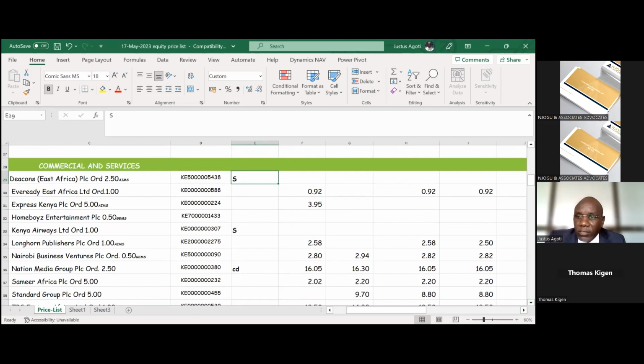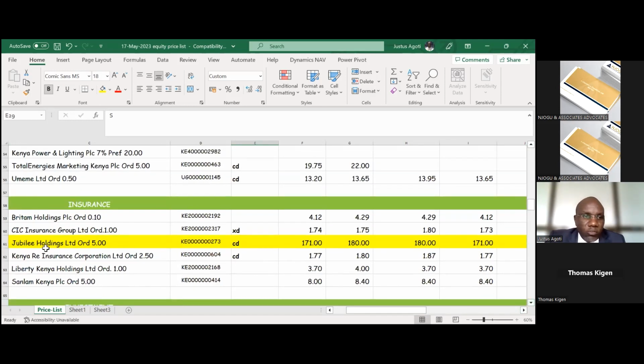So if we go back to our Jubilee, you can see Jubilee Holdings. Initially, this indicates that the share price at the time of the IPO was 5 shillings, what we call the par value or par price. Then this is the serial number, the identifier of the company. It's trading with dividend. You can see that's the lowest price. It traded yesterday on 17th.